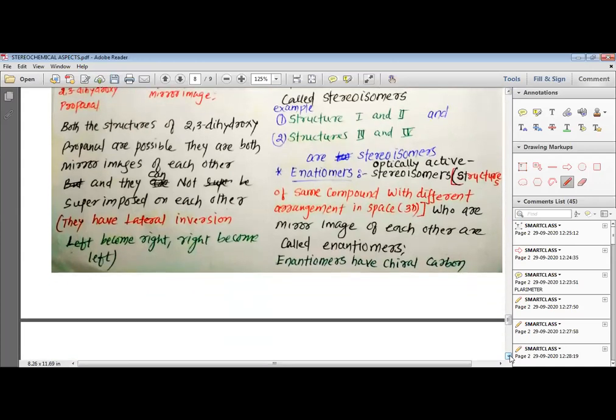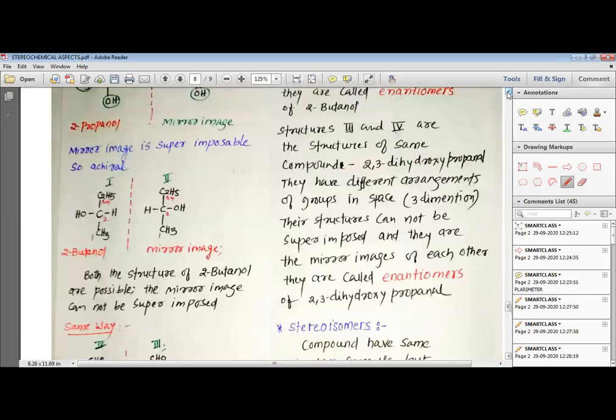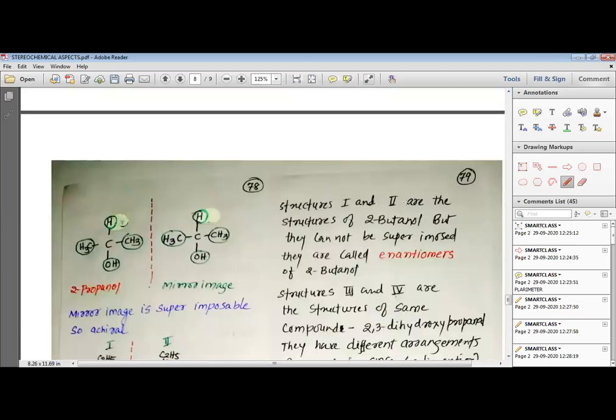Let's go to the next one. Both the structures of 2,3-dihydroxypropanol are possible. They are mirror images of each other and they cannot be superimposed on each other, and that is why they have lateral inversion. Left becomes right and right becomes left, and that is why we can say that they are chiral. Structure 1 and structure 2 are the structures of 2-butanol, but they cannot be superimposed and they are called enantiomers.